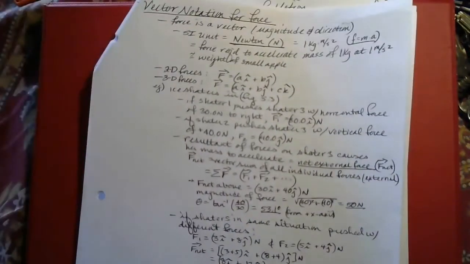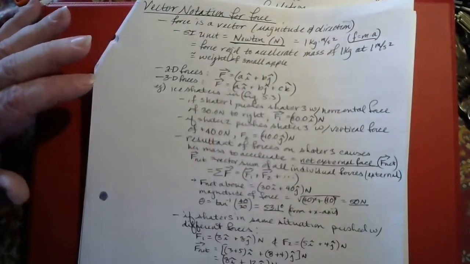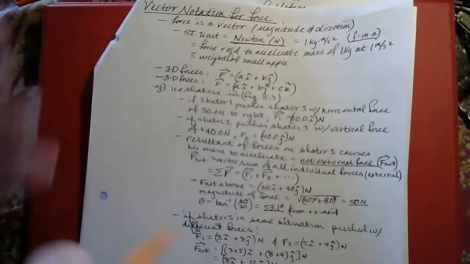Looking at vector notation for force, as I mentioned, force is a vector because forces have magnitudes and directions. The SI unit for a force, as I mentioned before, is the Newton. That just means the Newton is the reference quantity, and we relate other forces to it as either a multiple or a fraction of a Newton. It's equivalent to 1 kilogram meter per second squared; in other words, the force required to accelerate a mass of 1 kilogram at a rate of 1 meter per second squared.